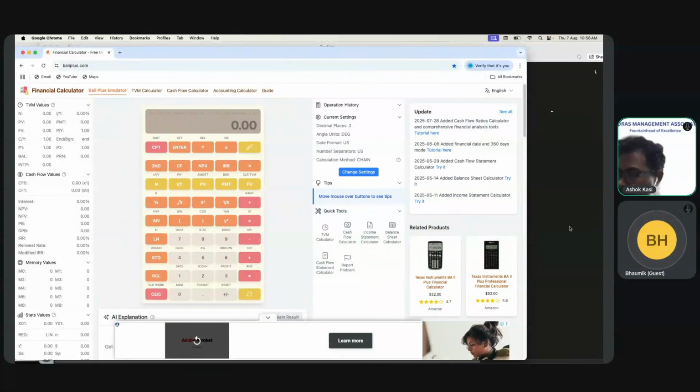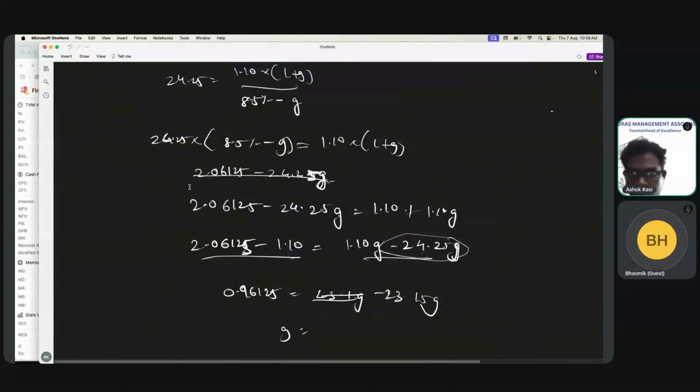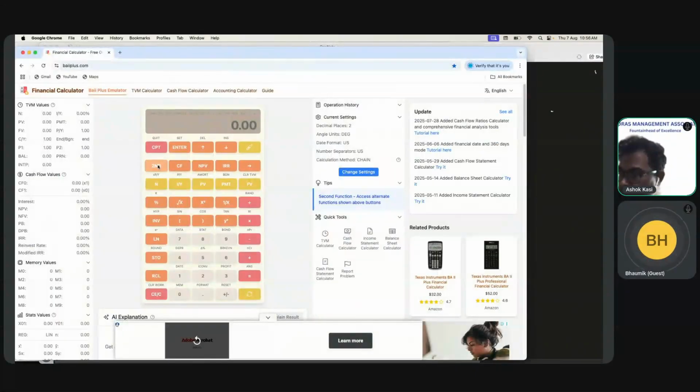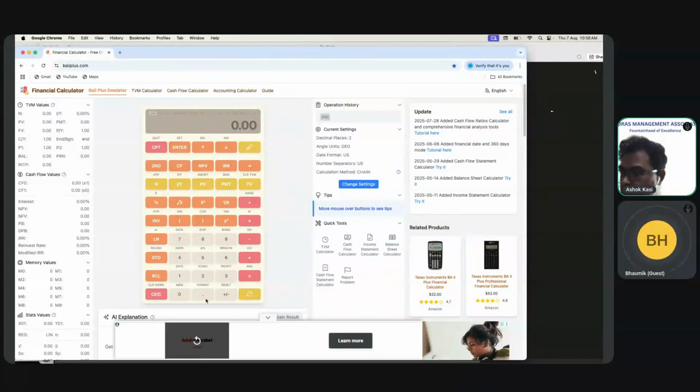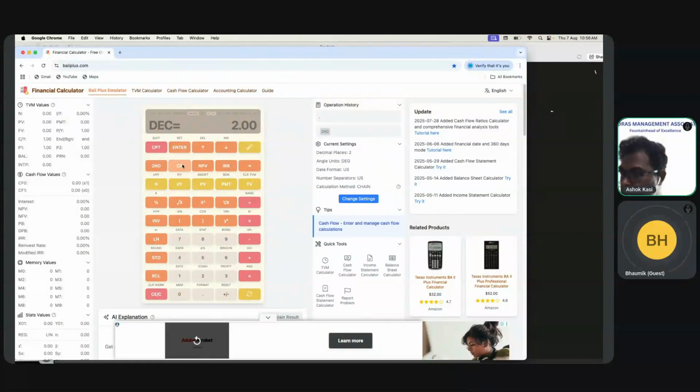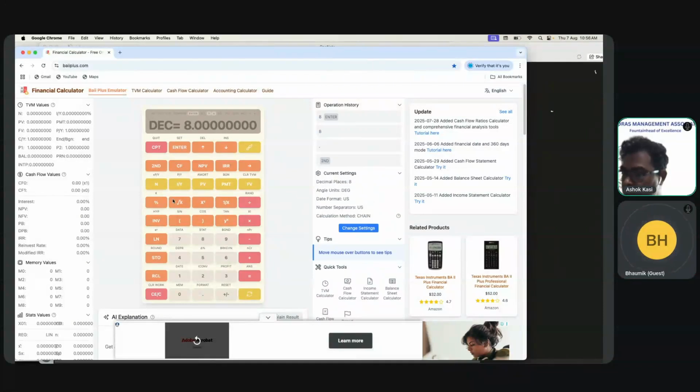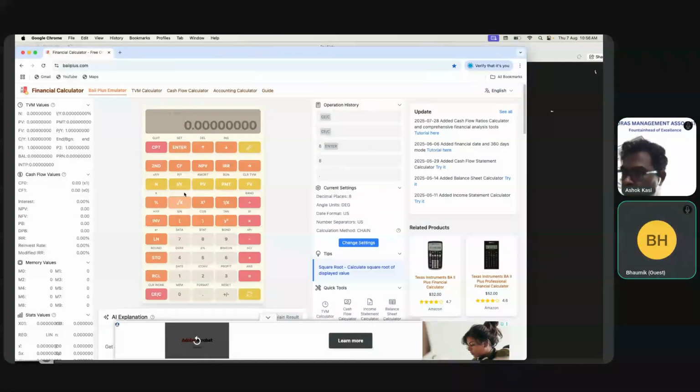Okay, so I'll make it 8 decimals now. Second format, and then decimal is 2 now. I'll make it 8. Enter. Clear work. 8 decimal.